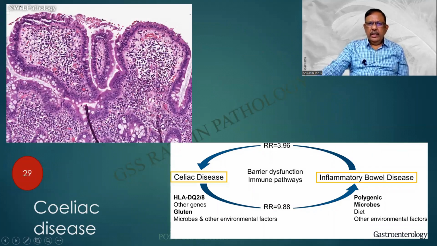Here again, as I told you, there is a malabsorption. So you find that there is a broadening of the villi over here. There is a blunting of the villi, and the crypts also become shallow. There is an inflammatory infiltrate that can be seen through. The patient can be presenting with various malabsorption manifestations, classical of celiac disease.